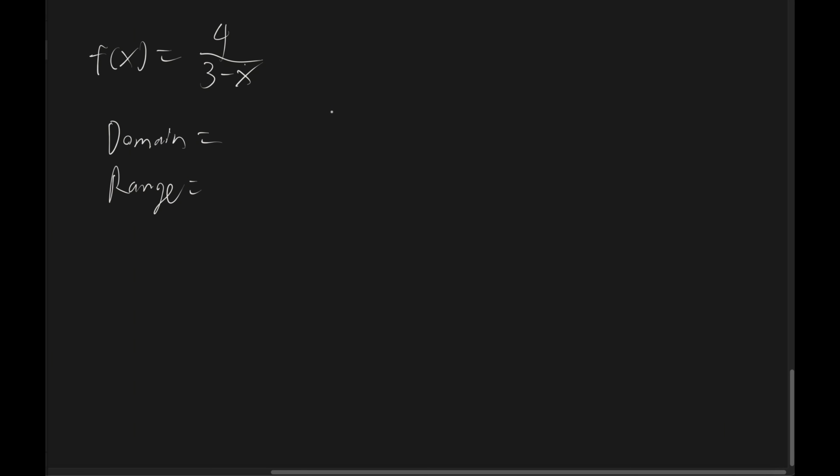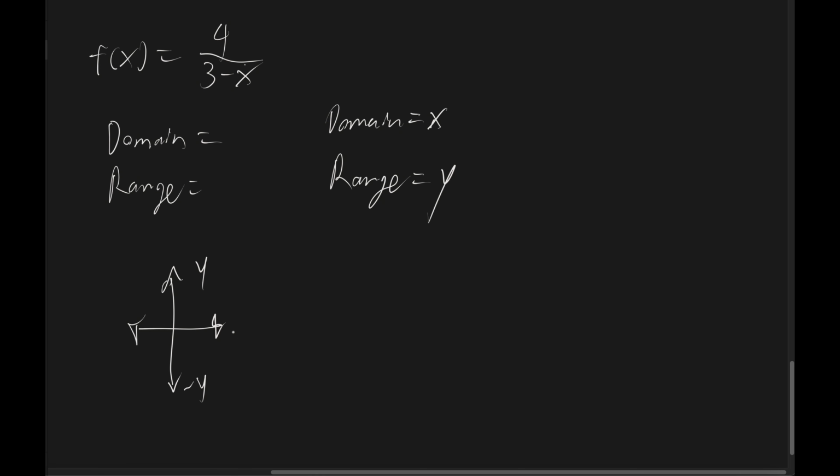And we all know, based on definition, that domain refers to all real values of x on the x-axis, and range refers to all real values on the y-axis. So I'm going to make our graph over here: x and y, positive y, negative y, positive x, negative x.